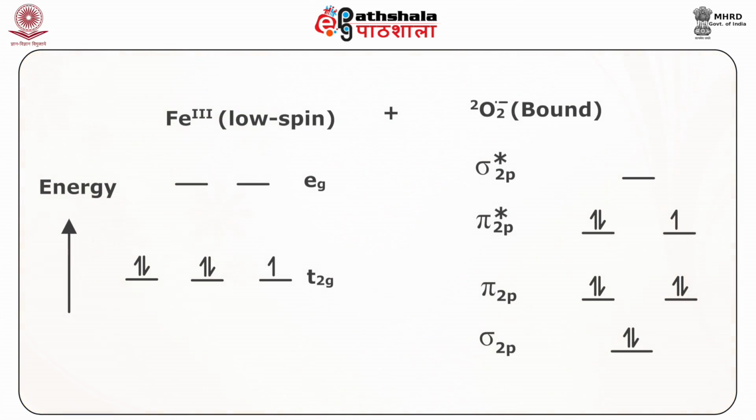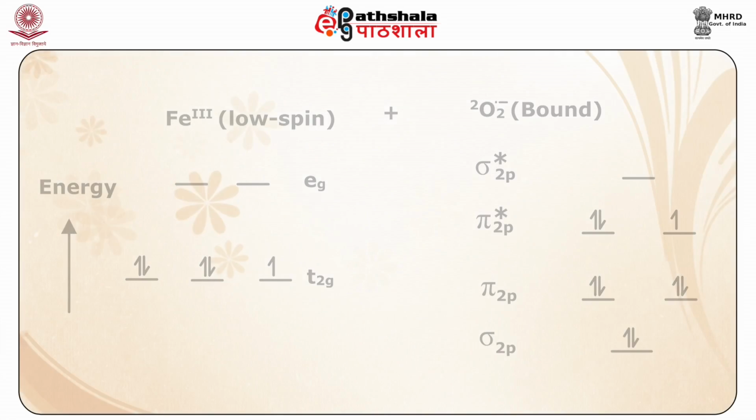The second hypothesis was given by Weiss in 1964. He proposed that oxyhemoglobin has a low spin ferric and a superoxide radical anion. They are formed by transfer of an electron from ferrous to triplet oxygen, that is 3O2. Strong antiferromagnetic coupling between the low spin ferric and the superoxide radical anion results in the observed diamagnetism at room temperature.